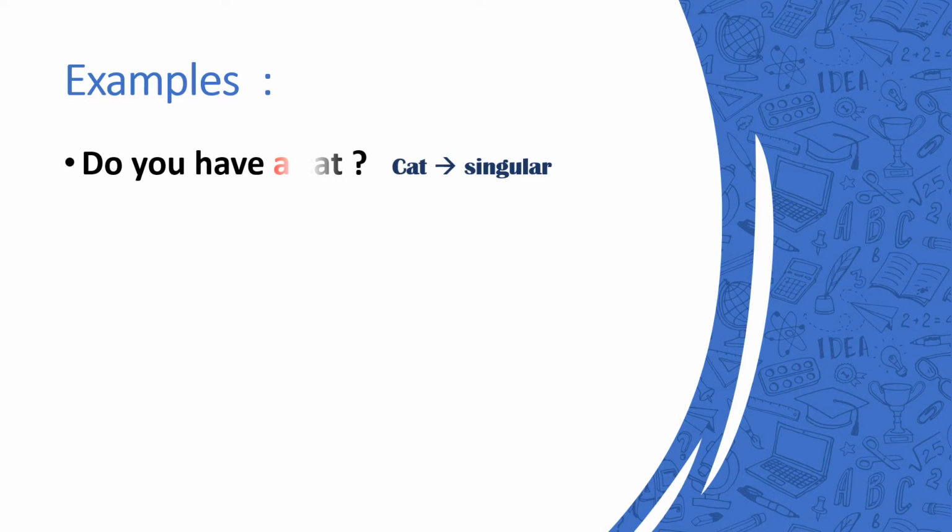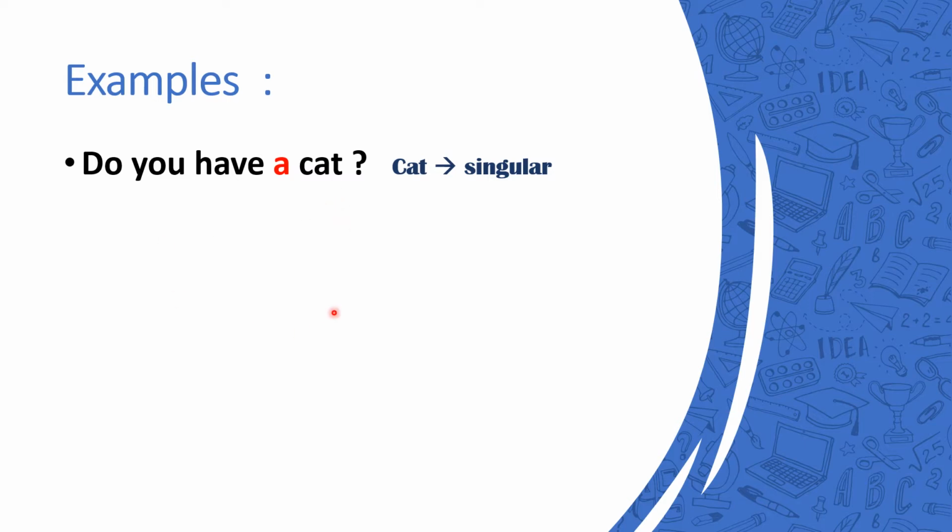Look at the first one. Do you have a cat? Look at the article a. We use a if we want to talk about something in general or not a specific something. So here, cat, we don't know which cat we are talking about. So إشي مش محدد, cat, any cat.